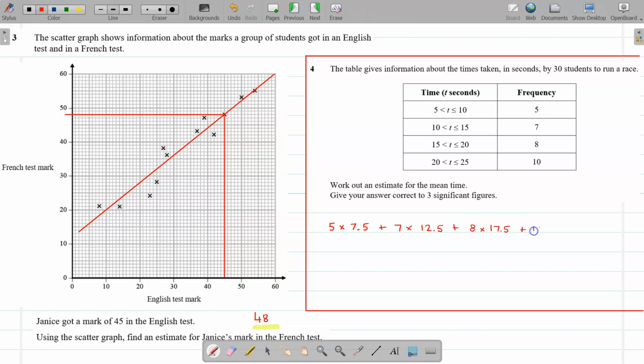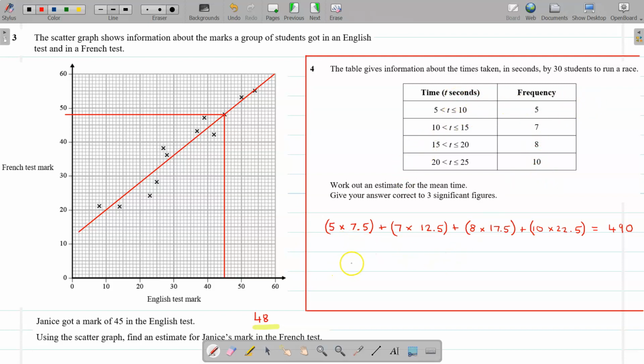10 times 22.5. Now you don't actually need brackets around any of that because the calculator will prioritize the multiplication. But just to help you see clearly those 4 calculations within that, I'm putting those in there, and you can do that as well if you wish. Put that on the calculator, and that will give you the total, which is 490. So that's the total time taken by all of those people added together to complete that race.